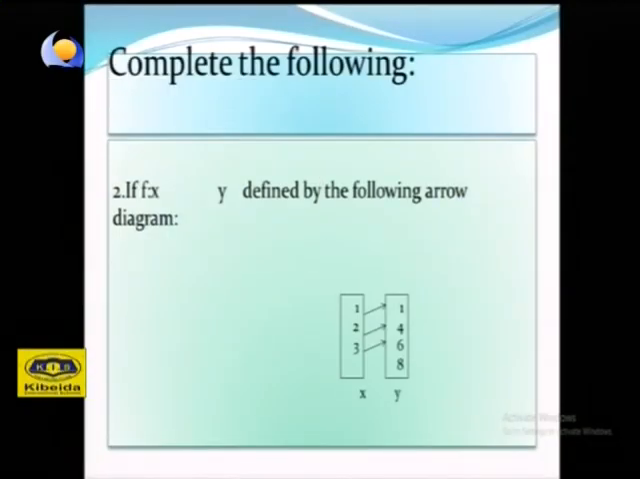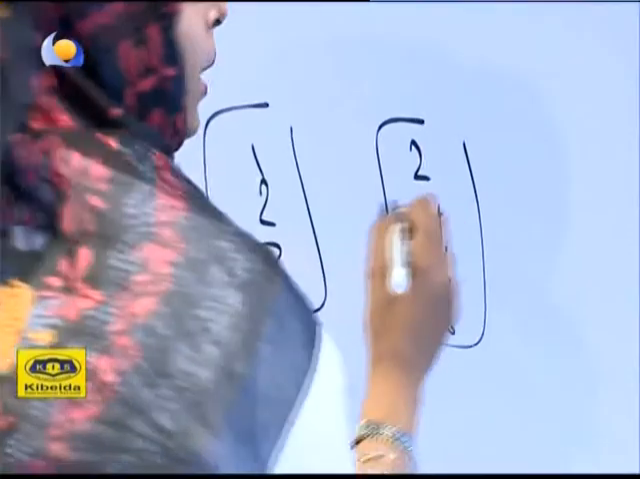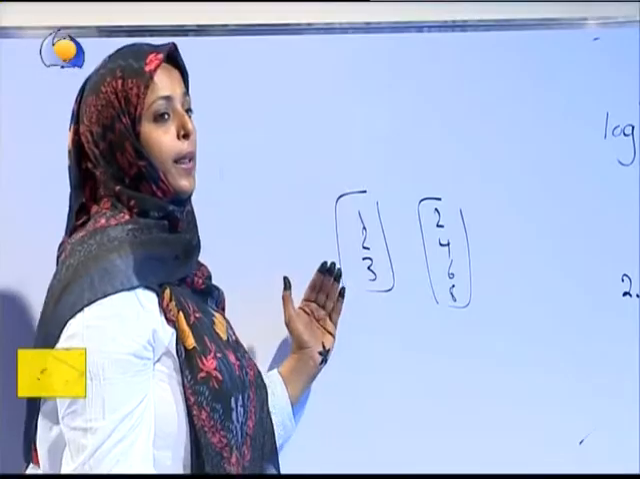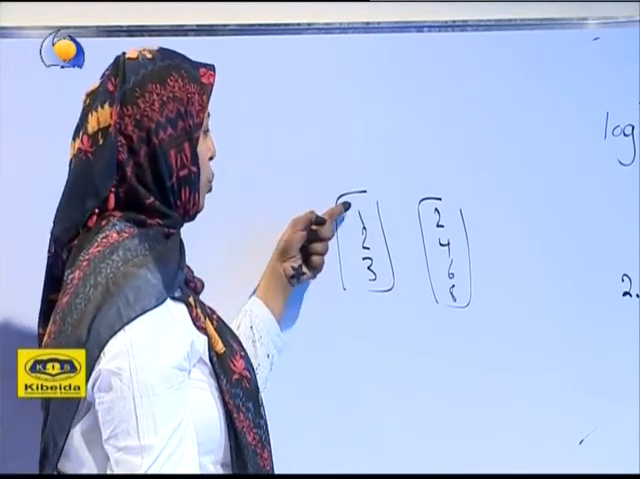Number 4. Okay, that's another question. Complete the following. If f is a function from x to y, defined by the arrow diagram. First, he wants the domain. We know that the first set where the arrows are coming out from is the domain. So it's 1, 2, 3.